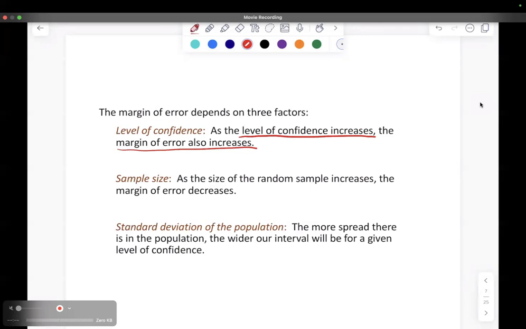Second, sample size. As the sample size increases, my margin of error is going to be smaller. Obviously, larger sample sizes are going to be more accurate. Therefore, I'm going to have a smaller margin of error.